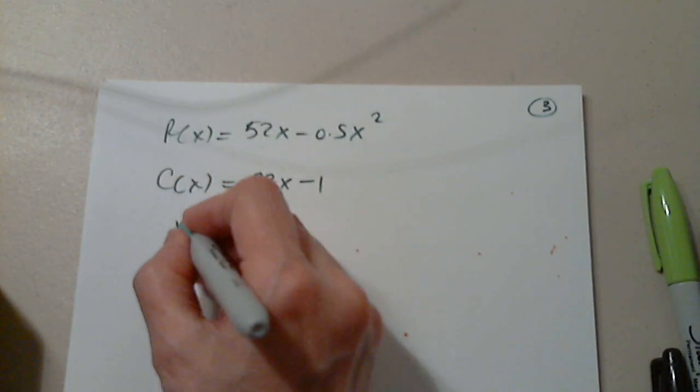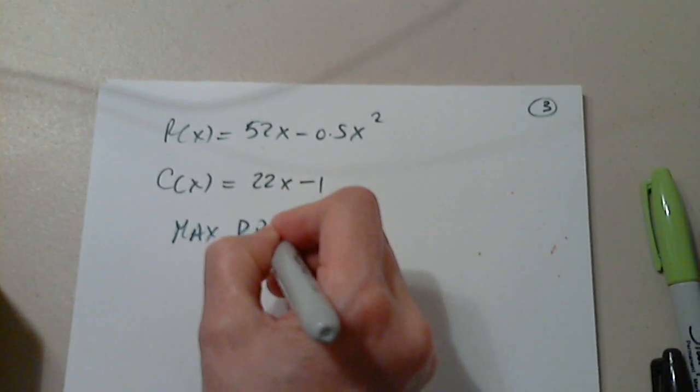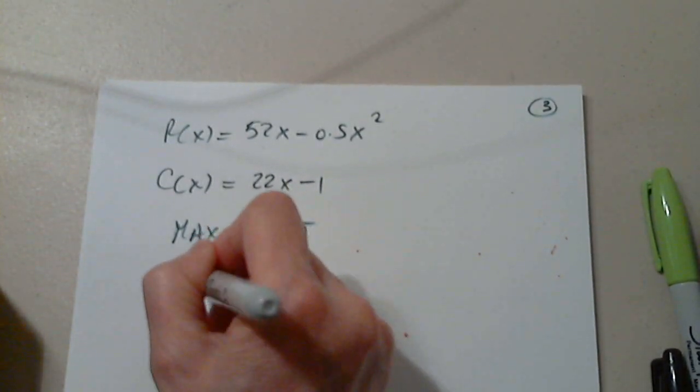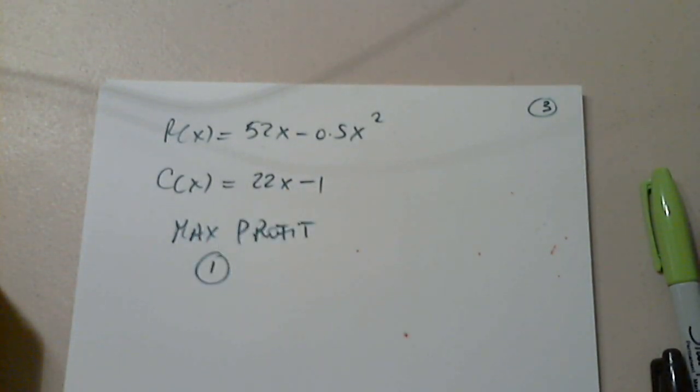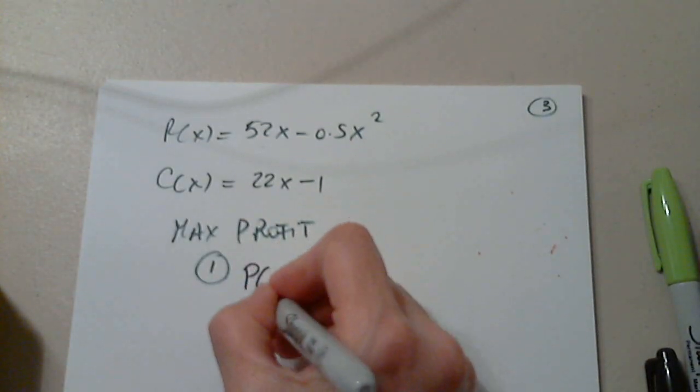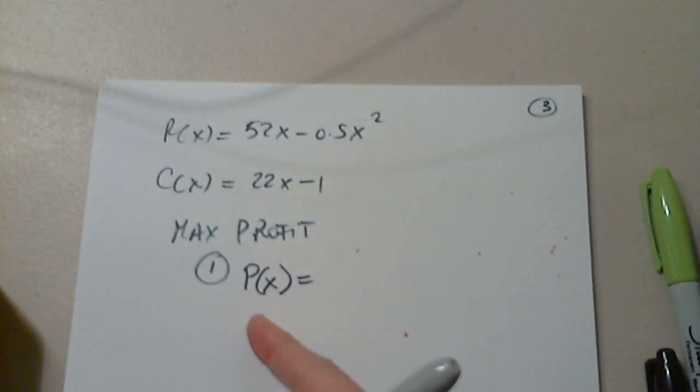So first I'm asked to find the max profit. What will be the first step? I'm given the revenue and the cost functions, and I'm asked to find the maximum profit. How do I do that? Subtract the cost function from the revenue? Yes, excellent. So I have to write P of x.